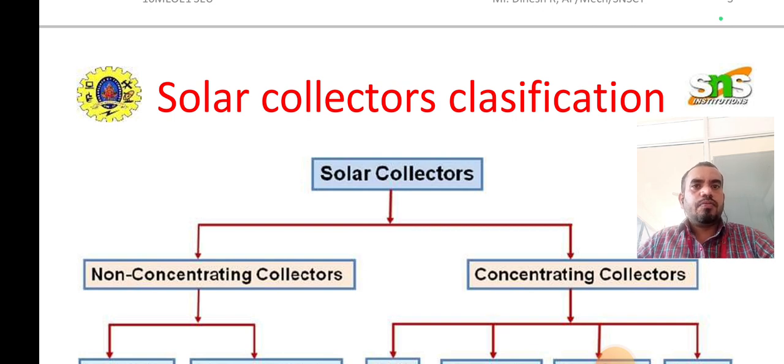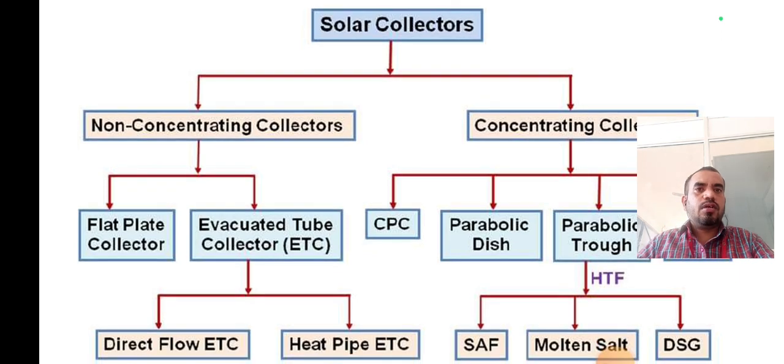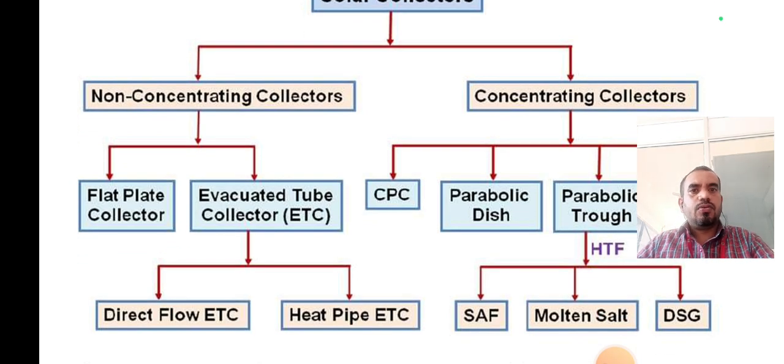Now the non-concentrating collectors are further classified into two types: flat plate collectors and evacuated tube collectors. The evacuated tube collectors are again classified into direct flow evacuated tube collectors and heat pipe evacuated tube collectors. So these are the classifications of non-concentrating collectors.